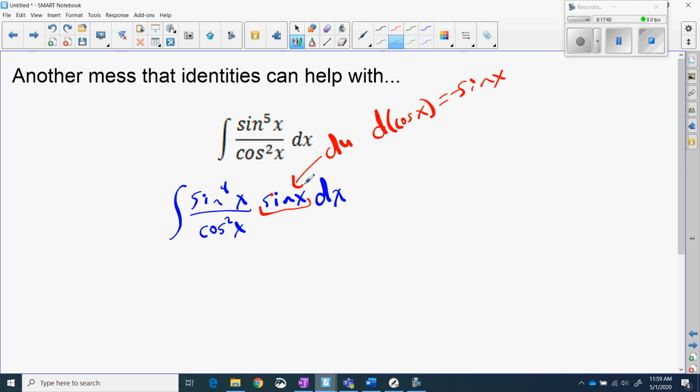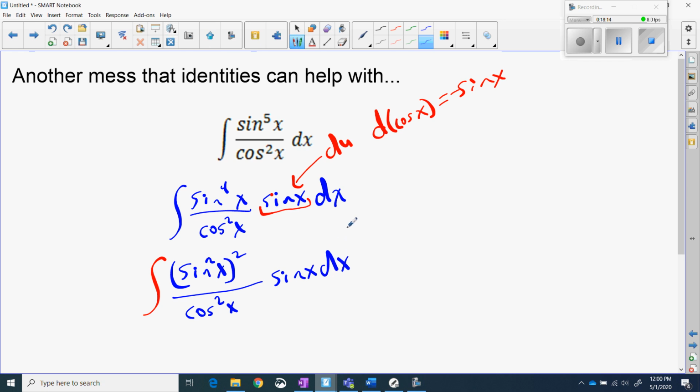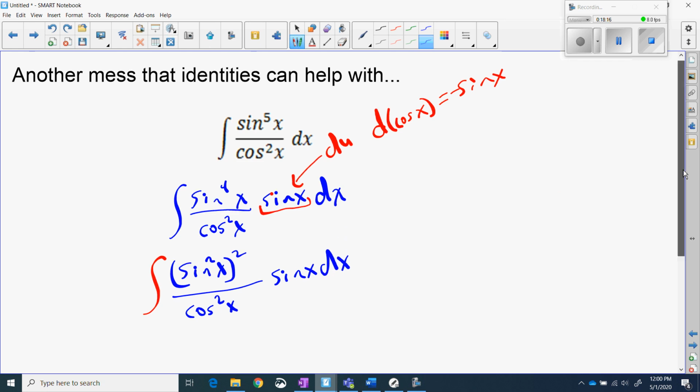So that tells me that I don't mind this one down here, because that's really just cos to the negative 2x. You could jump it up here and it would be a chain rule. I don't like this sine because the derivative of sine is not sine. So what you're going to do is use a trig identity. Another way to write sine to the fourth is sine squared x, squared. The denominator is cos squared x. I still have my sine x dx out here, which is hopefully at some point going to serve as my du for some chain rule.